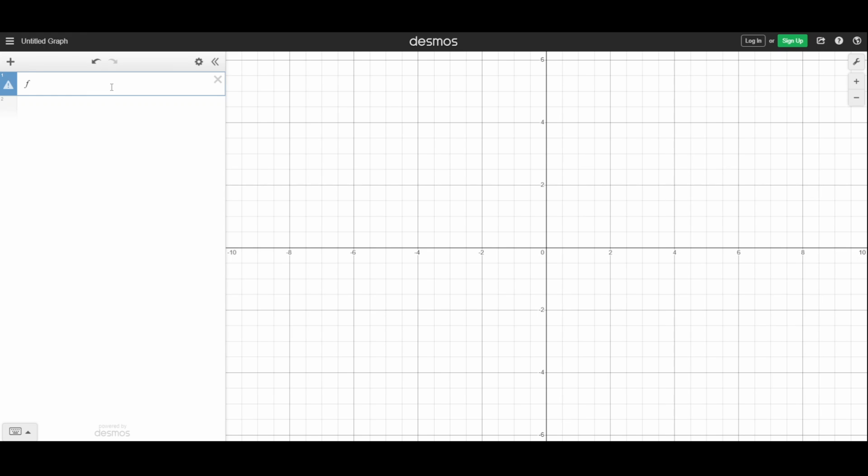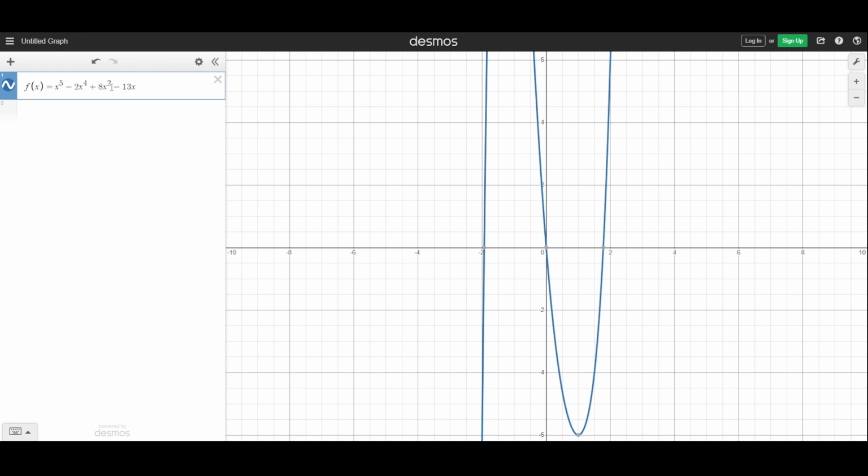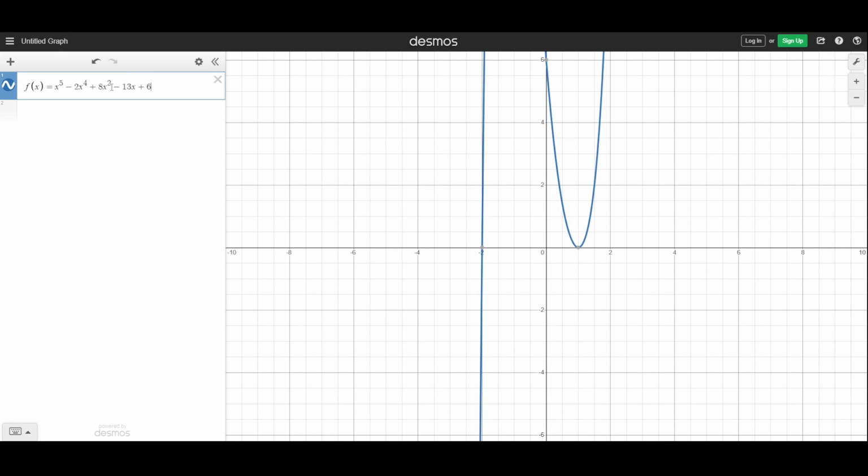So this is going to be f of x is equal to x to the 5th minus 2x to the 4th plus 8x squared and minus 13x and plus 6. Okay, so this is my function. And so what I can see here is that I've got a few roots.